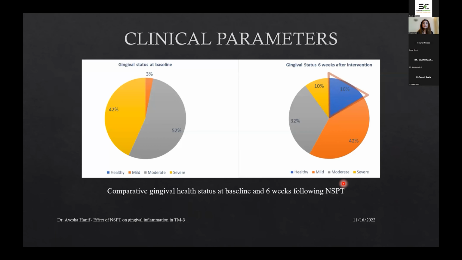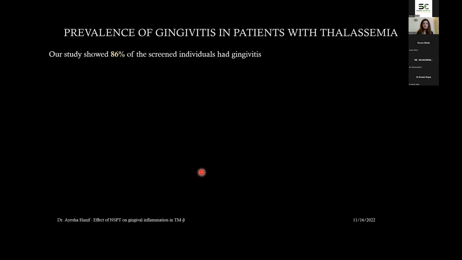At the start of the study, we had no healthy recruits. However, at 6 weeks after the intervention, we had 16% of the individuals who showed healthy status of the gingival health. Moreover, at the start of the study, we had 42% of the patients who presented with severe form of gingivitis, and at the 6 weeks follow-up, that count had reduced to 10%.